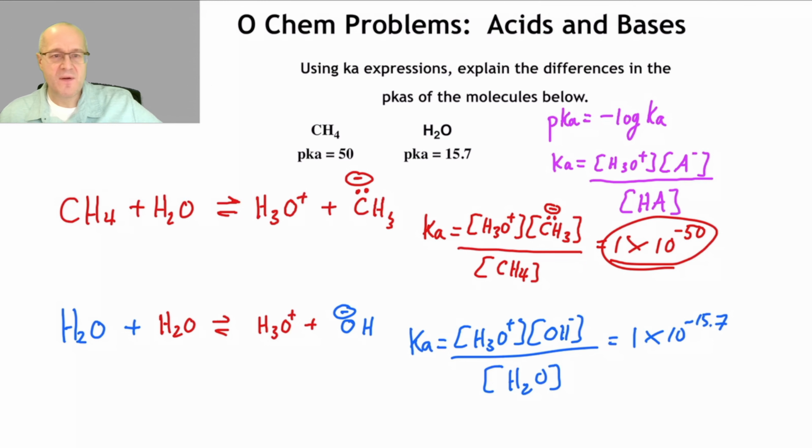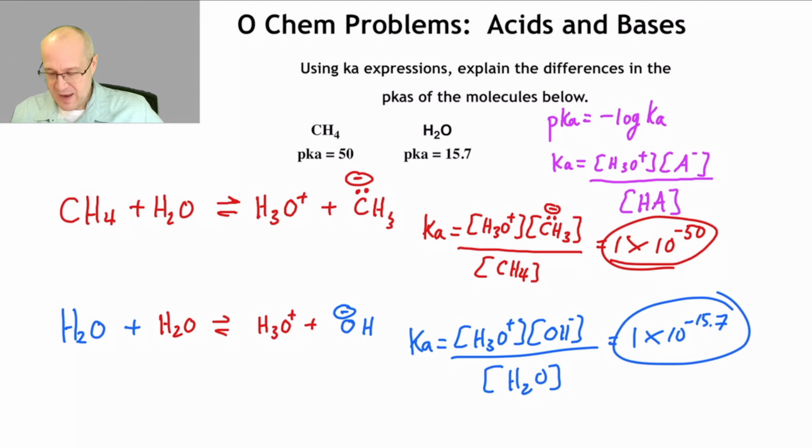For water, it's one times 10 to the negative 15.7. We could work that out to be a whole number exponent, but we don't need to. We just need to look at it and say, okay, that's much more acidic. The reason why is 10 to the negative 15 or 10 to the negative 16 is a much larger number than 10 to the negative 50. 10 to the negative 50 is infinitesimally small. 10 to the negative 15 is a heck of a lot bigger. Okay? Now that means a few things. That means, first of all, water is more acidic than methane. That's not surprising. None of this chemistry is surprising, I don't think, to any of you. But the explanation, I think, might be a little different than what you've heard.